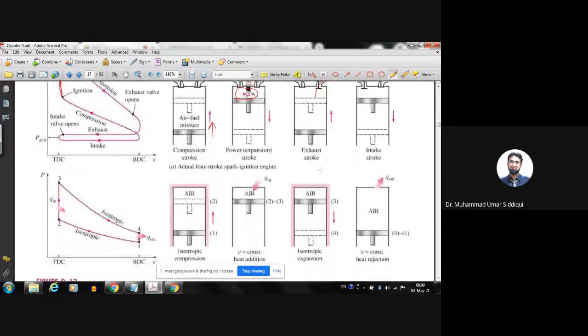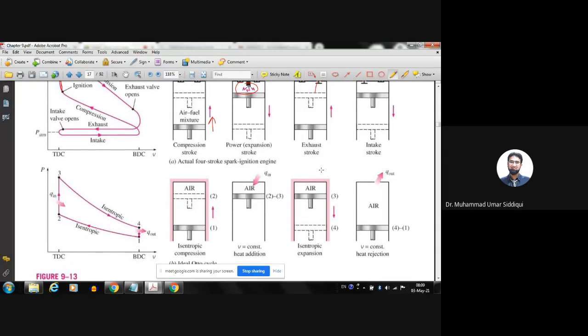If you simplify it for our calculation purposes, we represent it like this. We have an isentropic compression, and then after that combustion occurs, but we say this is a constant volume heat addition. Then we have isentropic expansion, because of the combustion there will be an expansion. And then after that, we have the constant volume heat rejection.